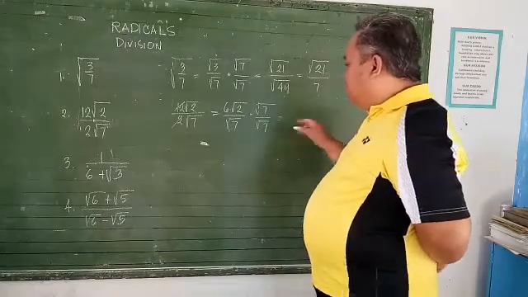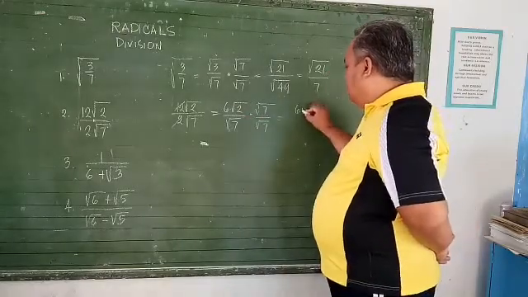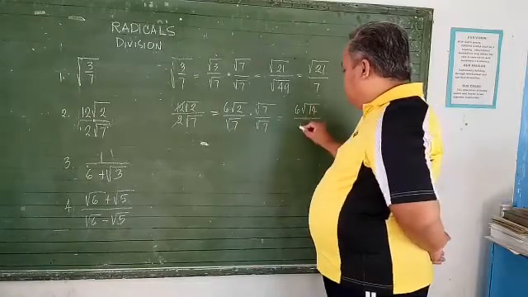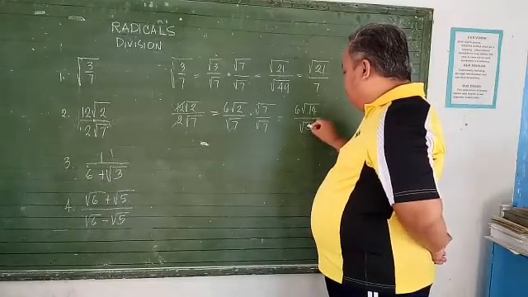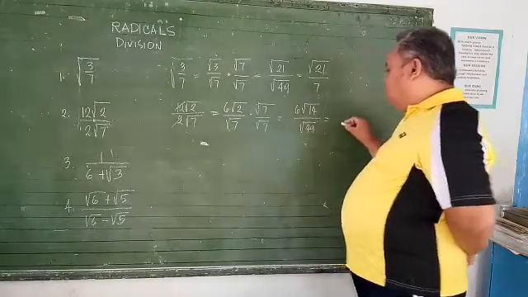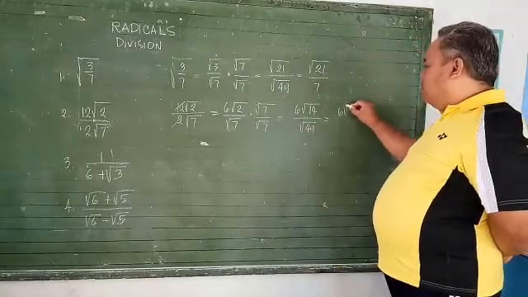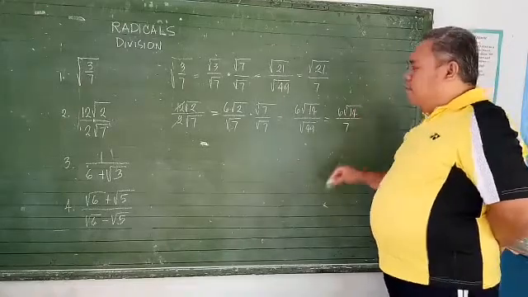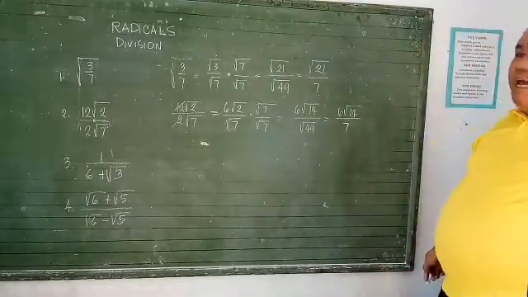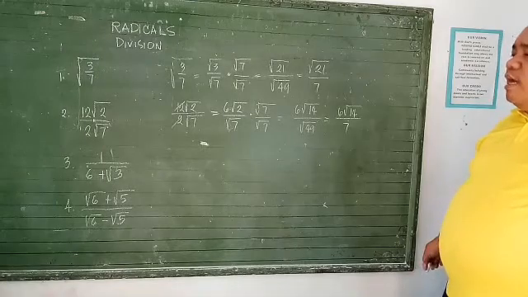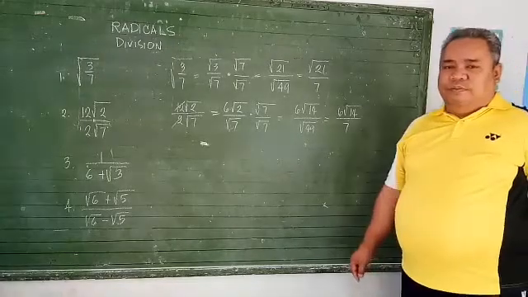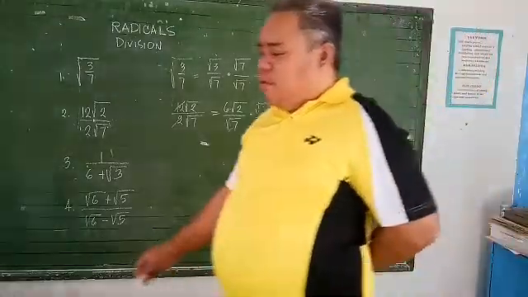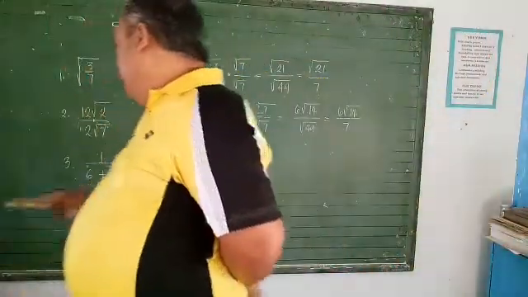Okay, that is 6 times square root of 14. And then the denominator should be square root of 49. So 7 times 7, so this will give you 6 square root of 14 over the square root of 49, that is 7. So that is the simplified form for number 1 and for number 2.